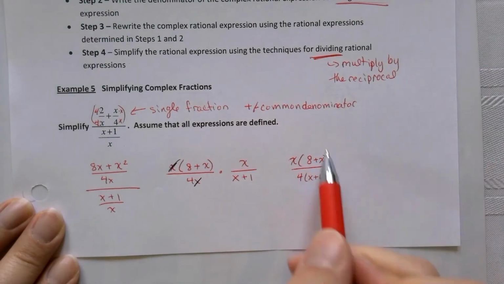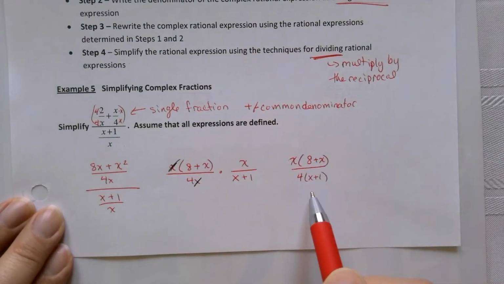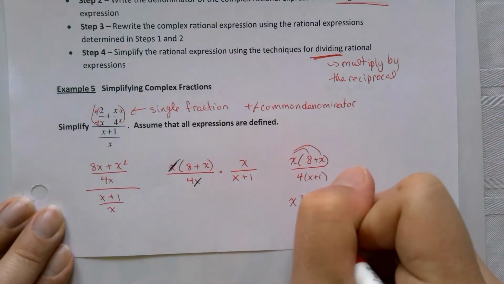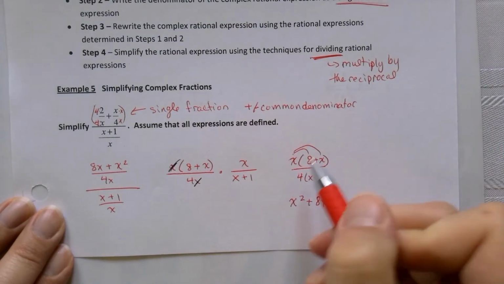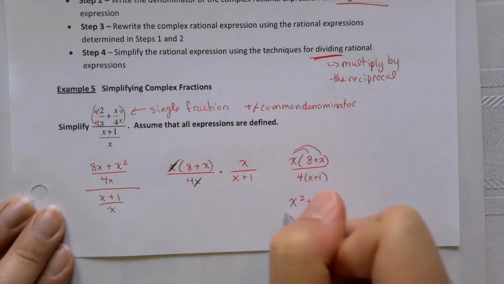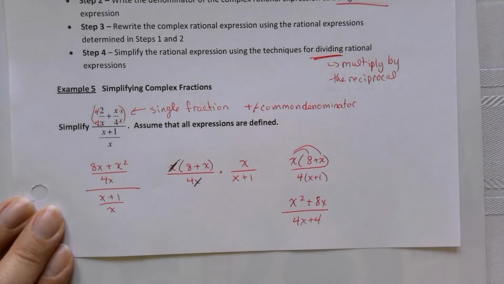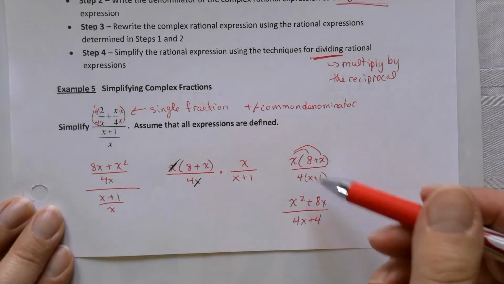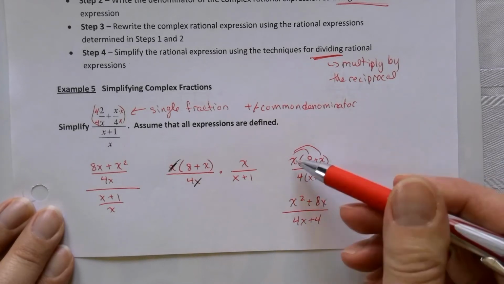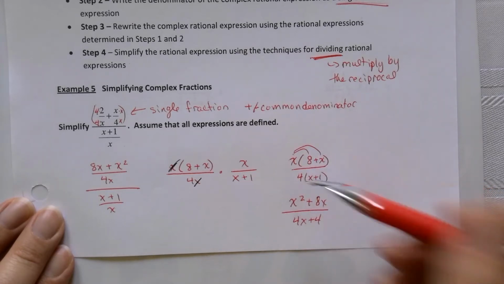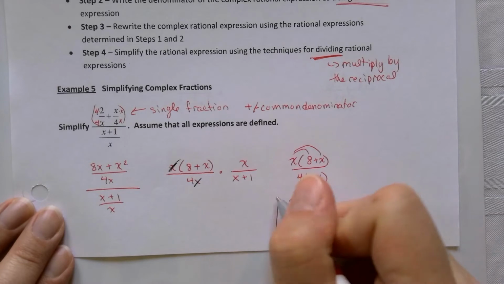So you might get that answer in some places, but I prefer to distribute it. I'm actually going to put it in standard form. So x squared plus 8x, right? x squared plus 8x, all over 4x plus 4. Okay, so if I take a minute and look at this, yes, it was already factored. I can take an x out of here, but I can't cancel it with anything. And I can take a 4 out of here, but I can't cancel it. So this is my final answer.